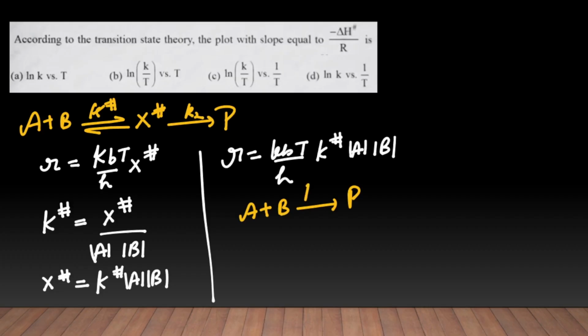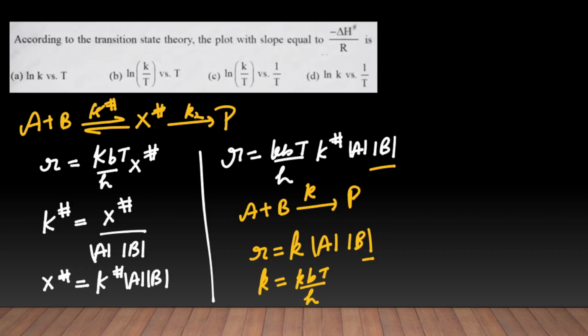So the rate constant for this is going to be k only. So the rate expression in this case, we can write as k into [A] into [P], right? Comparing these two now, because both of them are rate expressions only, we get the rate constant value as kBT upon h into K dash. This is the rate constant value that we obtained, right?